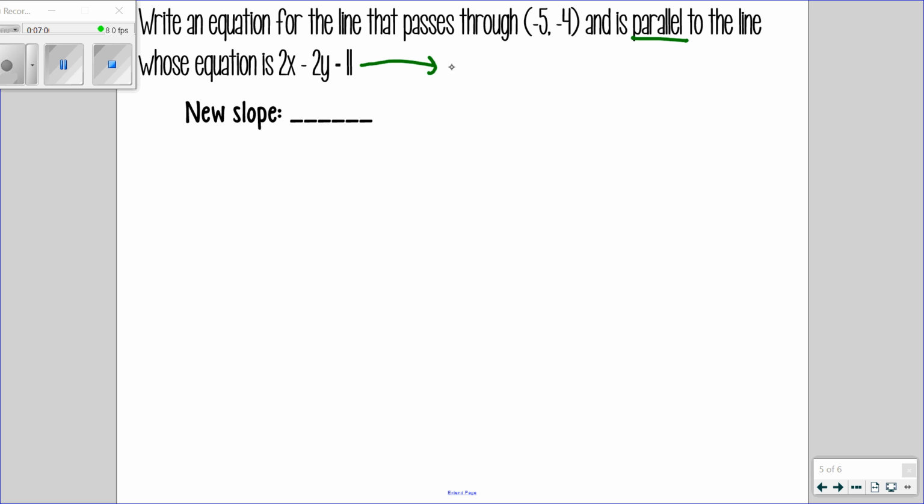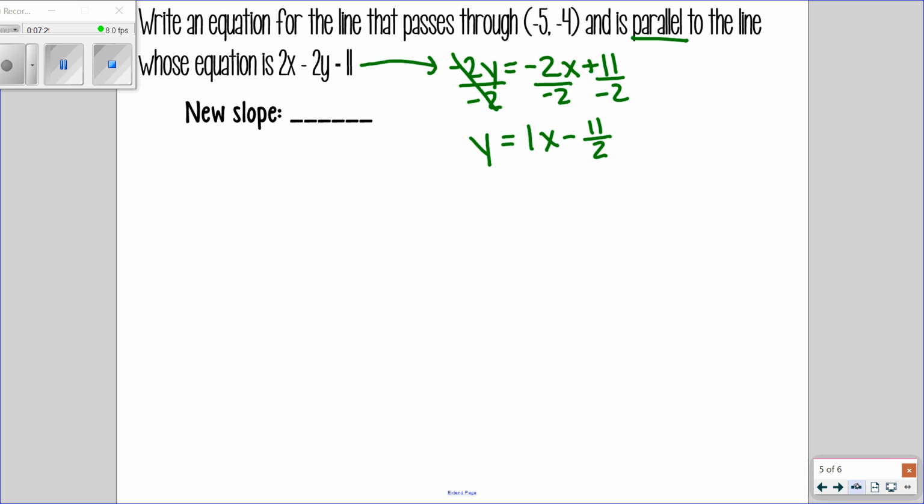We're going to subtract our 2x to the other side. So we have negative 2y is equal to negative 2x plus 11. Divide everything by that negative 2. And we get y is equal to, let's see, that's going to give me a positive 1x minus 11/2. And make sure you remember your slope is the one with the x, not this fraction over here. Okay? The slope is always with the x. So their slope is 1, and if our slope is going to be parallel, we want our slope to be 1 as well.